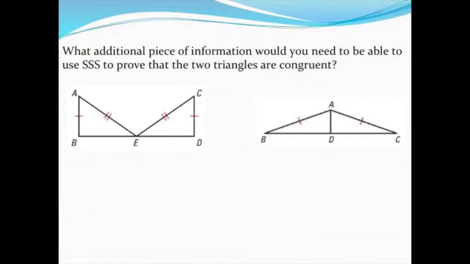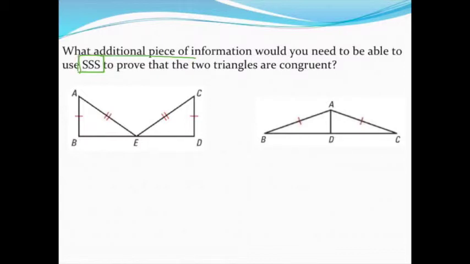In our next set of problems, we want to see what additional piece of information we are going to need in order to use side, side, side to prove the triangles are congruent. So in these problems, we don't have enough information. We can't prove the triangles are congruent, but the question is, what else would we need to know? In order to use side, side, side, SSS, I need to have all three sides matched up.